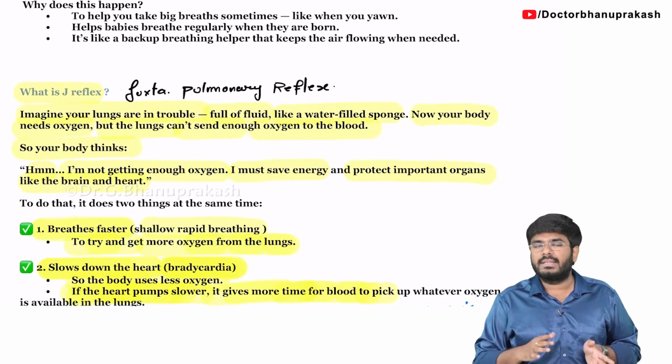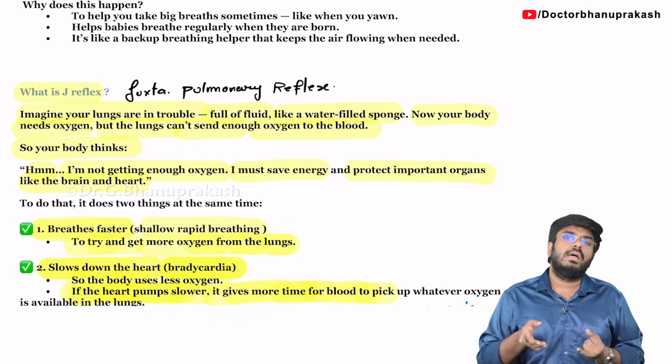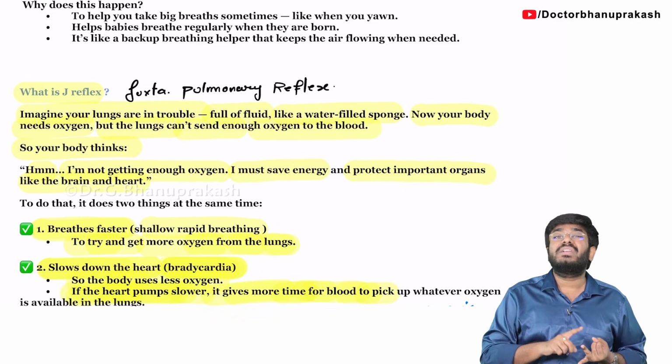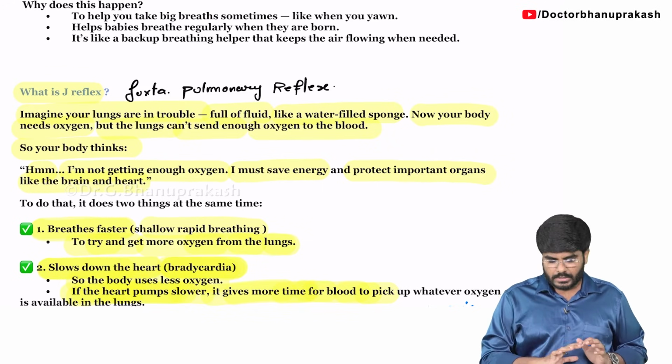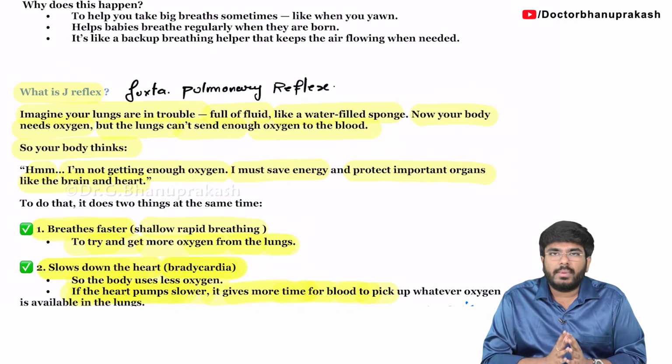What is the end result of the J reflex? The end result of the J reflex is hypotension with bradycardia and rapid shallow breathing. Okay, it is seen during conditions of pulmonary congestion and pulmonary edema. Okay, so with this, the three important pulmonary reflexes are completed.